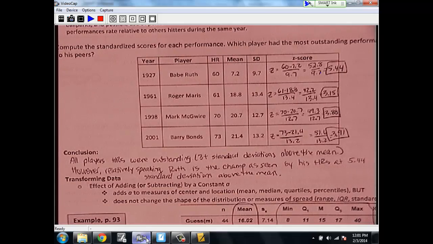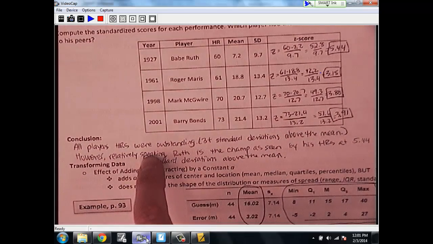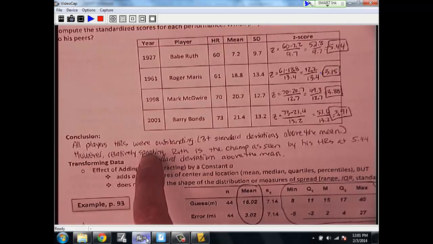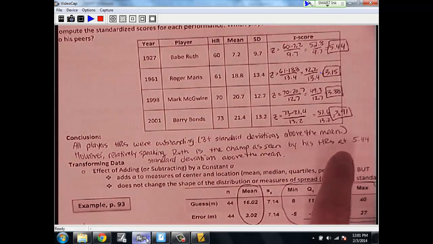That's just outrageous. So really, all the players' home runs were outstanding because they were 3 or more standard deviations above the mean. However, relatively speaking, because we're comparing them all to the same scale, Ruth is the champ, as seen by his home runs at 5.44 standard deviations above the mean.